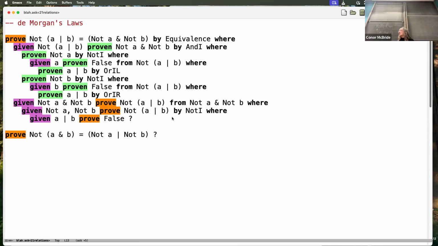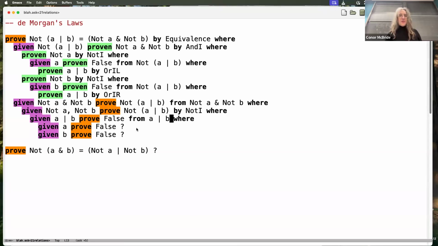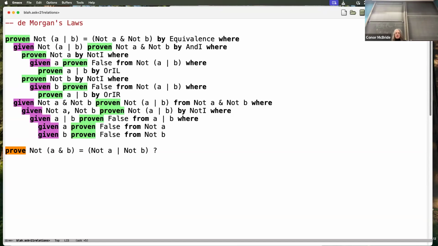So whichever of those two happens to be the case, we're ready to kill it. So we go from A or B, copy, paste. And there we are. We've been given A. We need to prove false. So let's go from not A and here from not B. Bam.